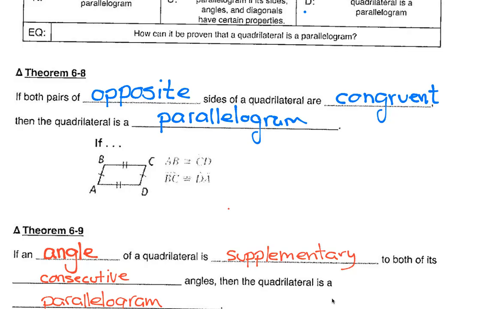So theorem 6.8, if both pairs of opposite sides of a quadrilateral are congruent, so here we go, opposite sides congruent, both pairs need that to occur, then the quadrilateral is a parallelogram, okay? So then we indeed have a parallelogram here. So it's important that both of these occur, not just one pair of opposite sides, but both pairs of opposite sides.